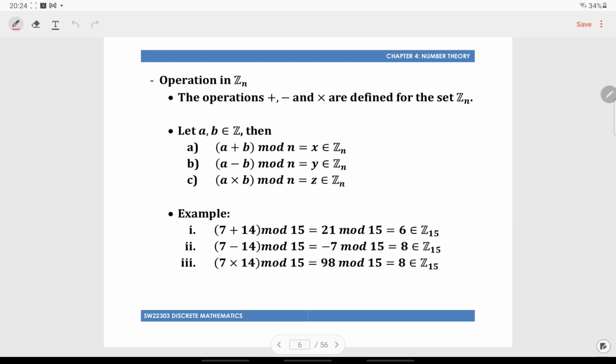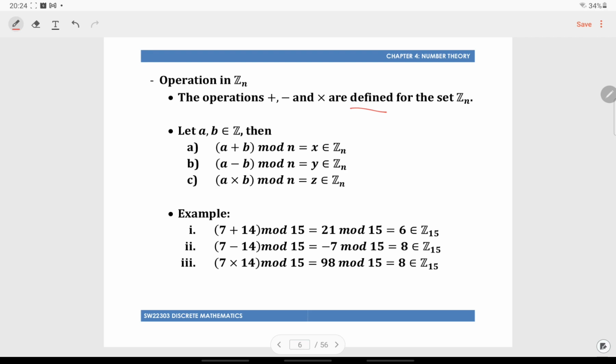Now, the set of residues modulo n, Zn, is a set, which means we can do operations inside the set. The operations addition, subtraction, and multiplication are defined for the set Zn. That means we can do all these three operations, and the outcome also belongs to the same set. That is what we call defined.